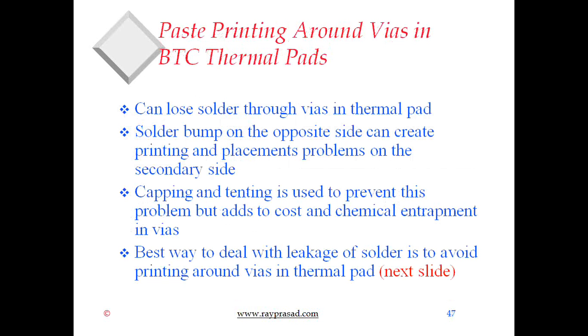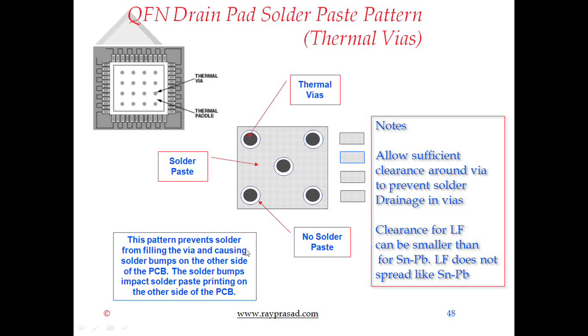Now, when you do have the thermal vias, how do you print it? Let's just go back to slide 48, and then we'll come back. This is the inner thermal pad, and this is the via. So when you're printing paste, obviously you don't want to print it right there on the thermal via itself. So you have a clearance. You're printing away from the via, and the basic reason is so the solder paste doesn't go into the hole. One note here is that it allows sufficient clearance around to prevent the paste from draining into the hole.